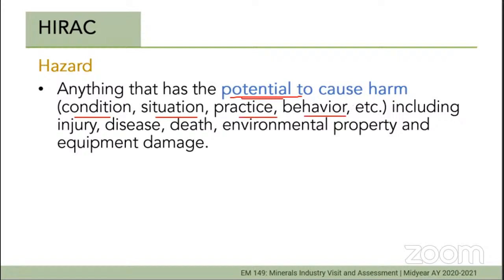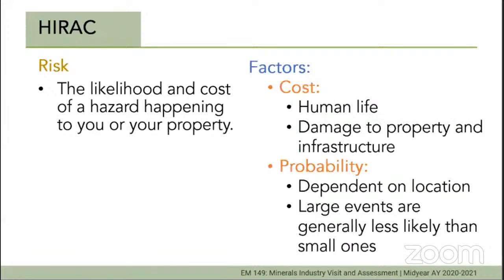Okay? So what about yung risk? So now that we've identified what a hazard is, yung risk naman is the likelihood and cost of a hazard happening to your property. So sa risk, meron tayong mga factors na kailangan tignan, okay? For example, an example of cost is human life, okay? An example would be damage to property and infrastructure. And then we would also be looking at the probability of this happening, okay? Of this happening to you or your property.